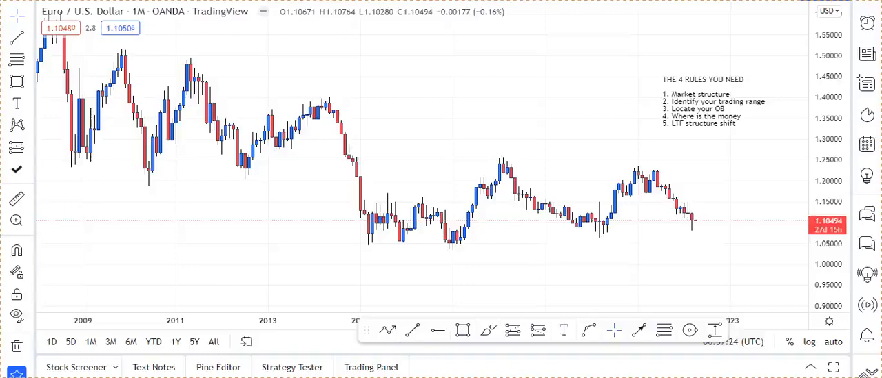And then rule number three is that you locate your point of interest. Now, listen, your point of interest must always come from your higher time frame, your reference point. Before you ever scale down to the lower time frame, your reference point must come from your higher time frame. Your point of interest must come from your higher time frame.